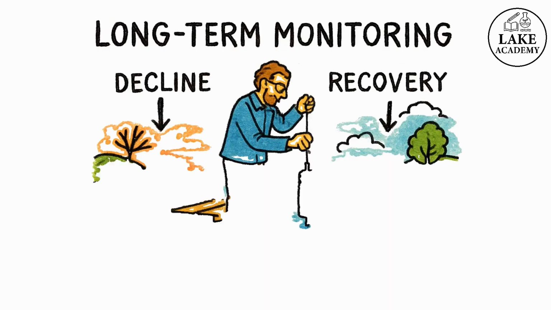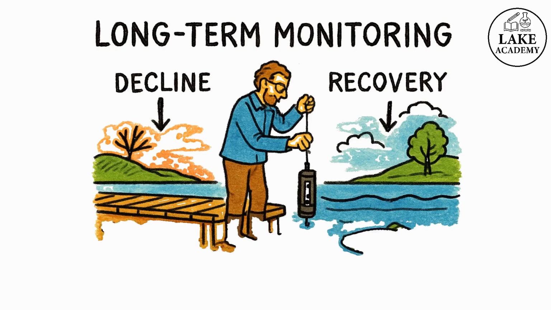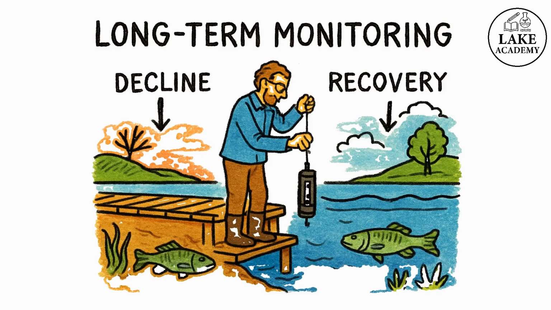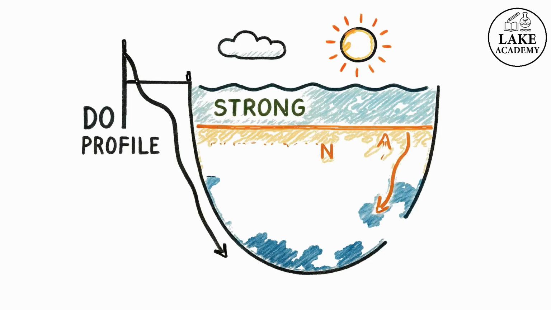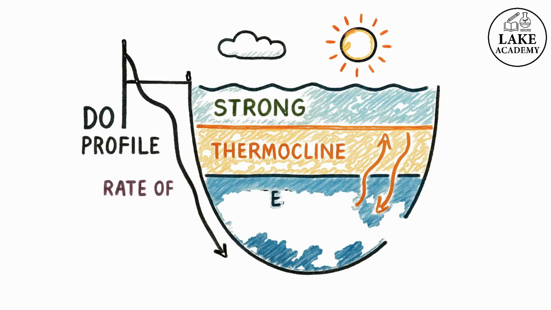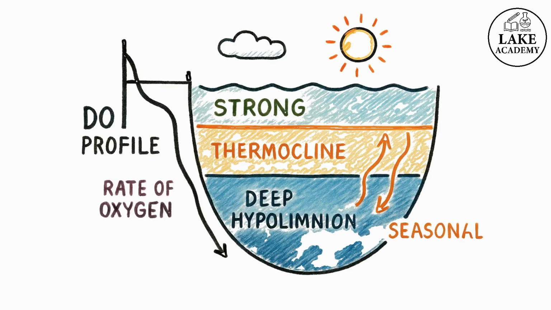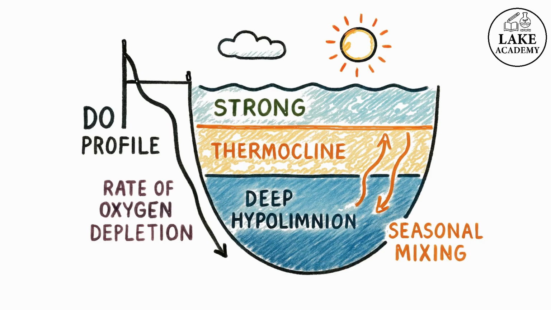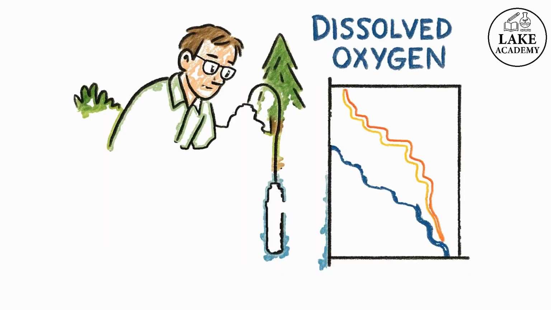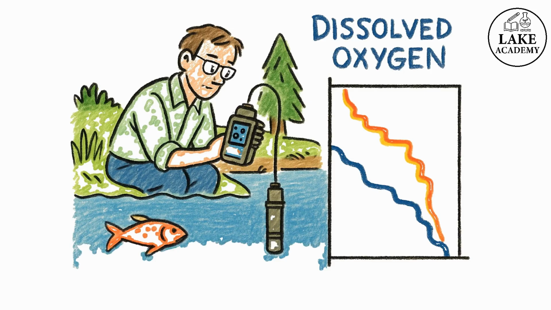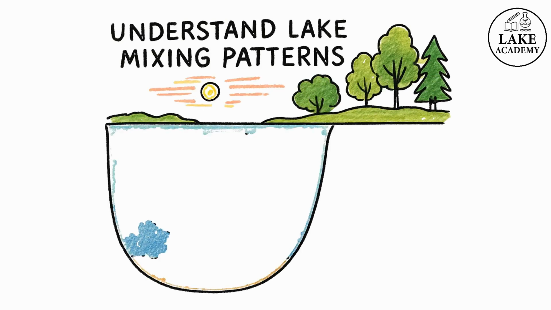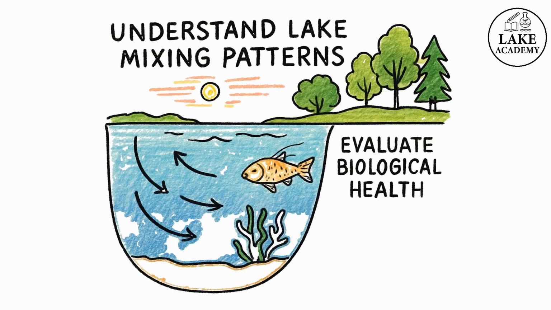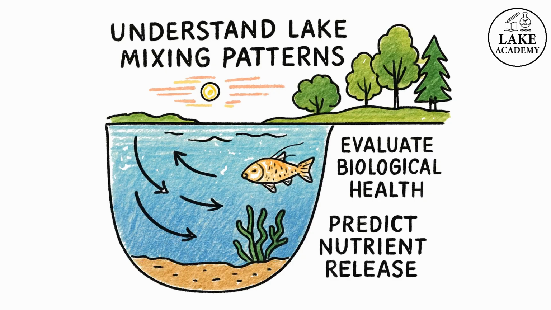Long-term monitoring can reveal if a lake is slowly sliding towards an irreversible decline or if restoration efforts are actually helping it recover. The key signals they look for in a DO profile are the strength of the stratification, the depth of that thermocline barrier, the rate of oxygen depletion in the deep hypolimnion, and the timing of the seasonal mixing. In essence, a dissolved oxygen profile allows scientists to measure oxygen at all depths, understand the lake's mixing patterns, evaluate its biological health, and predict the risk of nutrient release from the sediment.